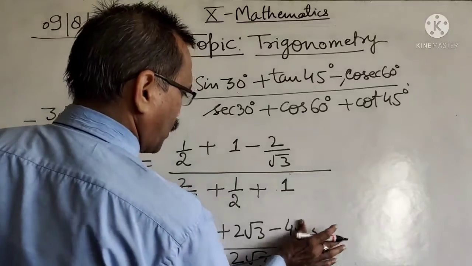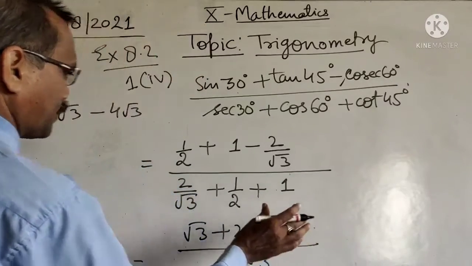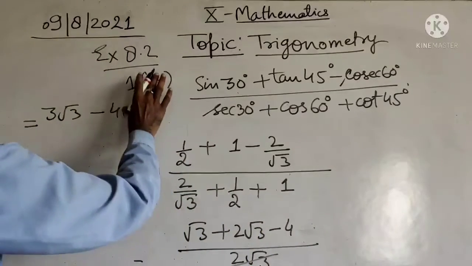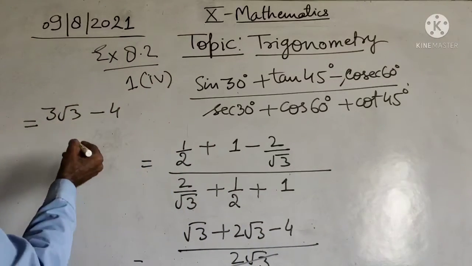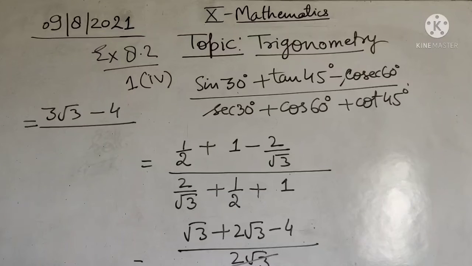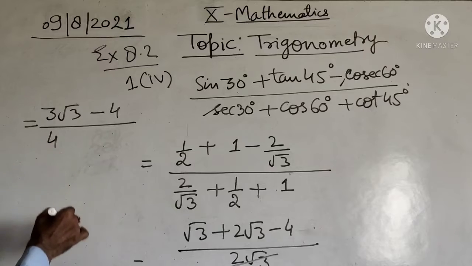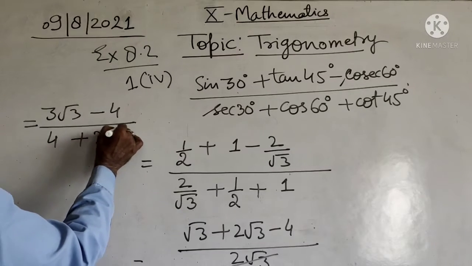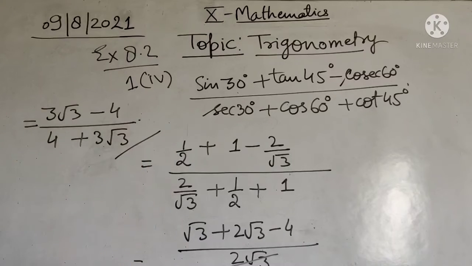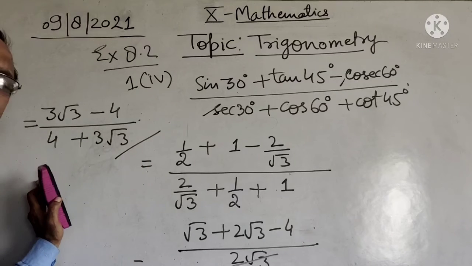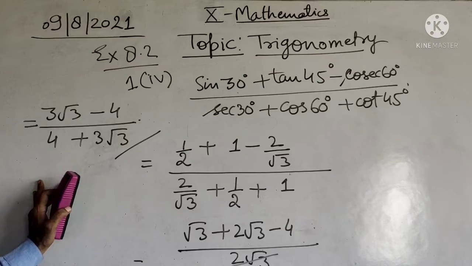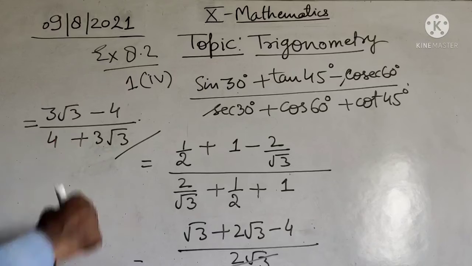This is minus 4, not root 3. It is minus 4, divided by 4 plus 3 root 3. Dear student, you can leave it here also and rationalize the denominator, then you will get the other result. So you can leave it here.